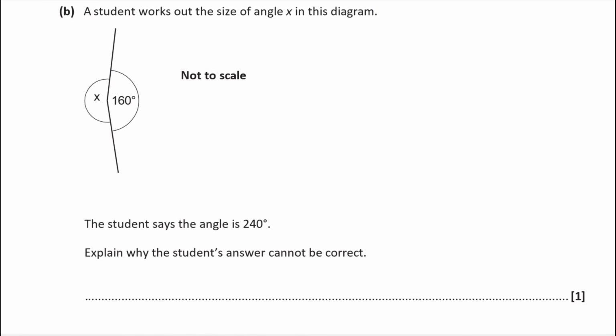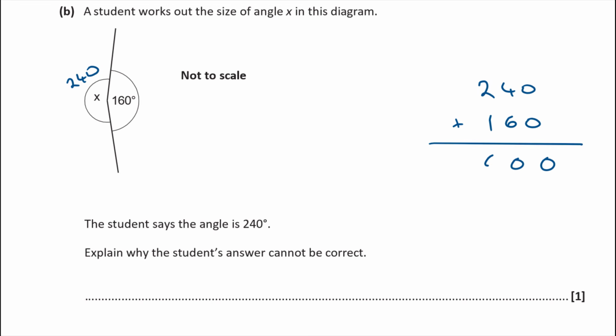Part B says a student works out the size of angle X in the diagram. The student says the angle is 240 degrees. Explain why the student's answer can't be right. Well, I'll tell you why, because angles at a point need to sum to 360, don't they? Because that's a full turn. And 240 plus 160 adds up to what? That's 0 carry 1, that's 400. So why are they wrong?